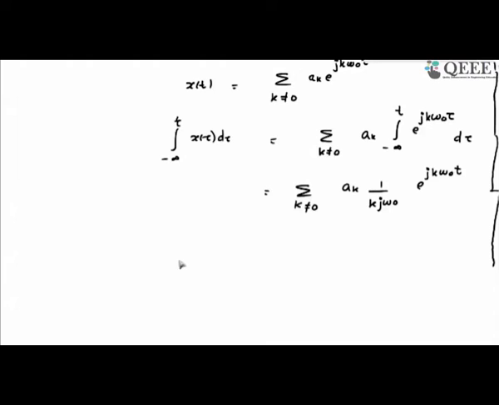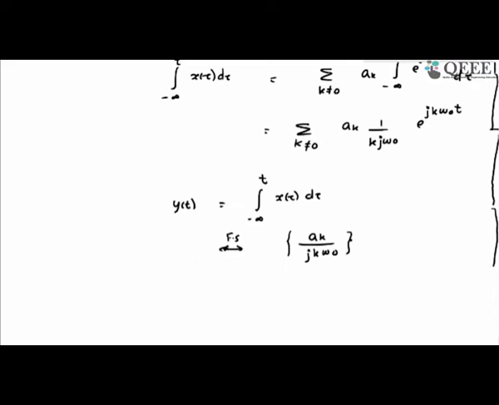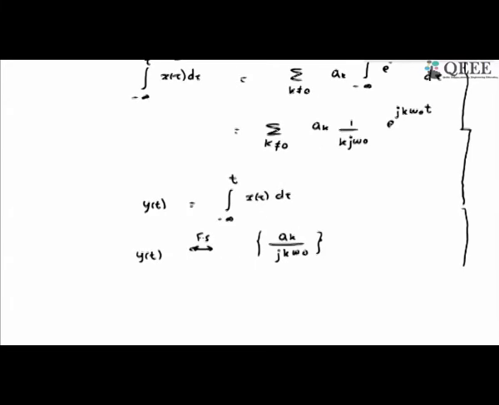Okay, so now y of t, which is the integral from minus infinity to t of x of tau d tau, will have the Fourier series coefficients a_k divided by j k omega naught. So this is the Fourier series coefficients of the integral.